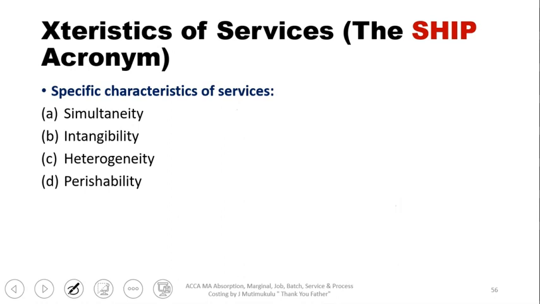So the characteristics of services, within an exam, you just have to memorize the SHIP acronym, okay? Because the characteristics are usually four. There is simultaneity. Here we are saying that services are usually consumed simultaneously, at that point when the service is produced, that's the point at which the service is consumed. It is produced and consumed at the same time. That's why we are saying that there is simultaneity with regards to services.